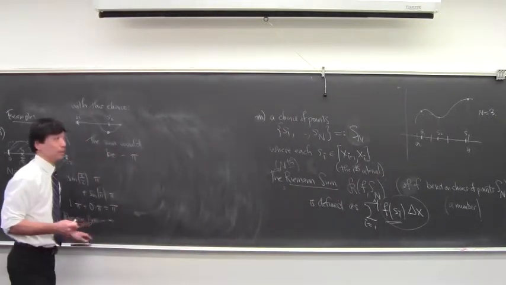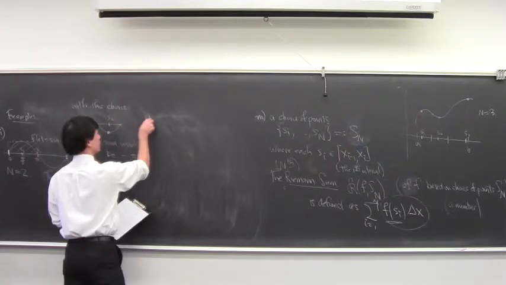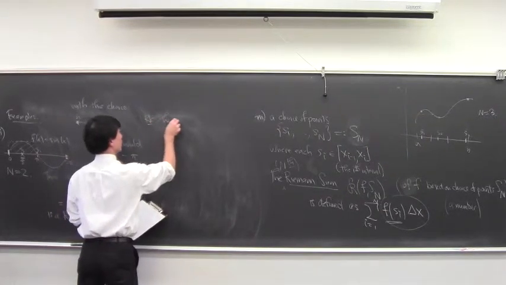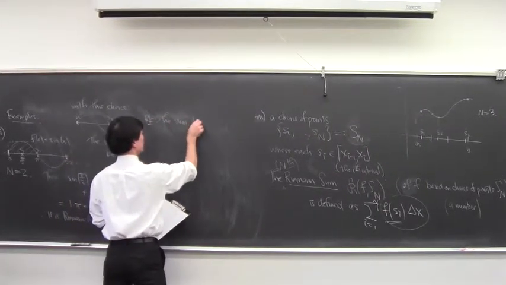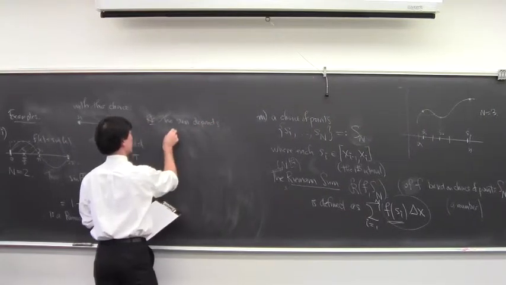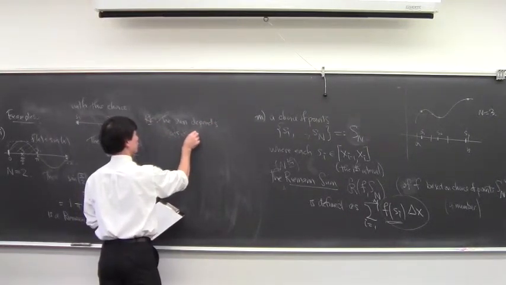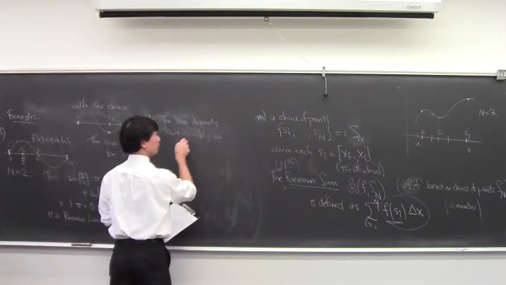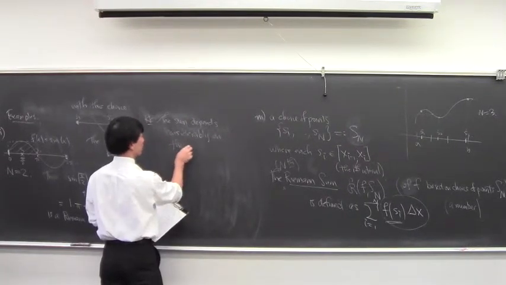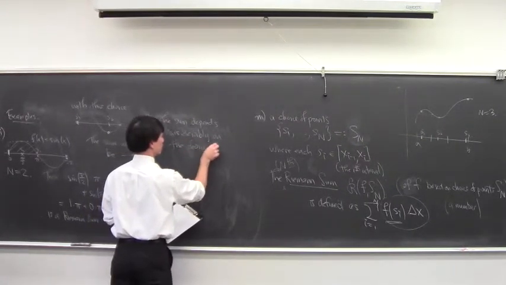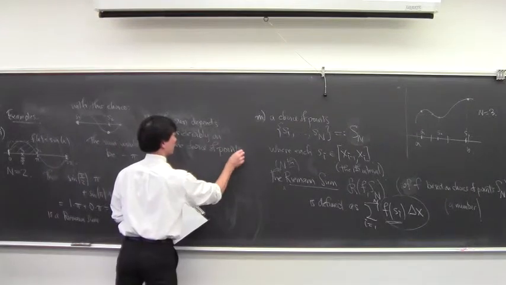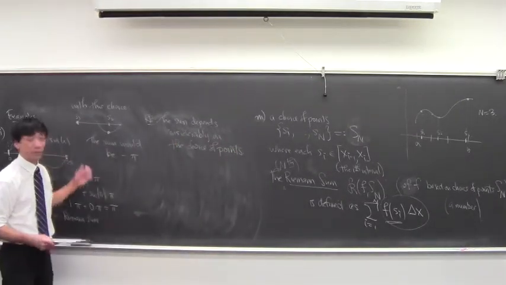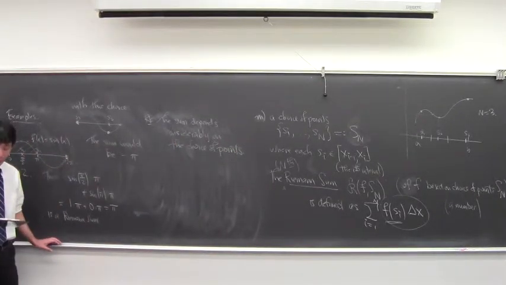Okay. So the thing you notice, of course, is that the sum depends considerably on the choice of points. If I choose different points, I'm going to get a different sum.